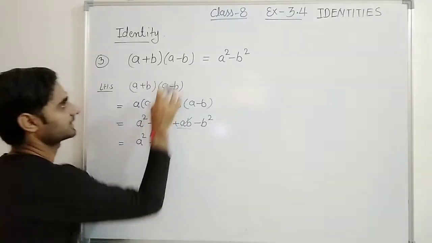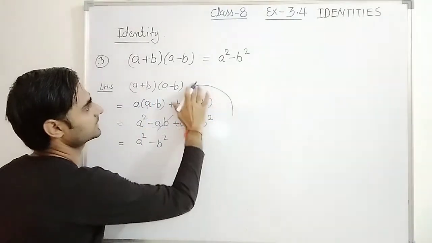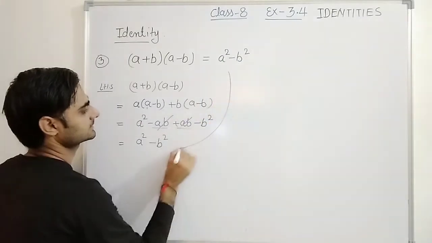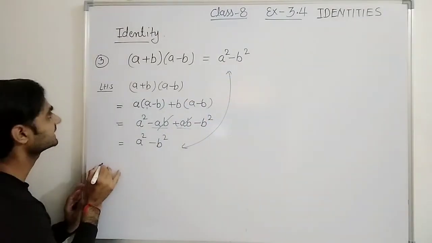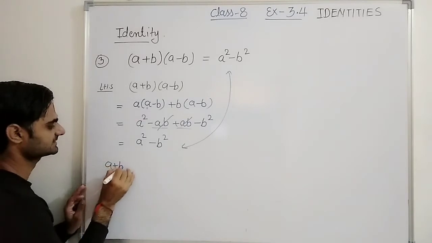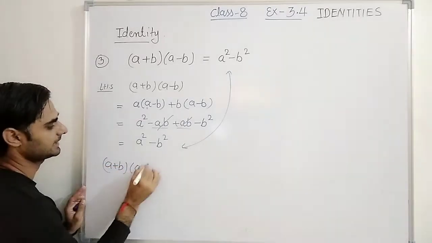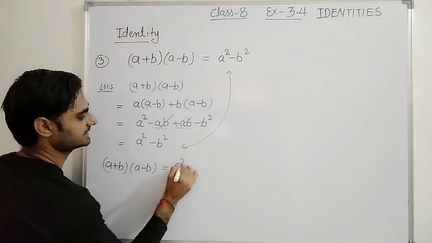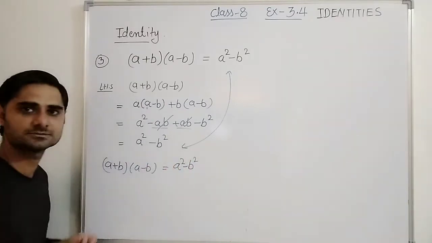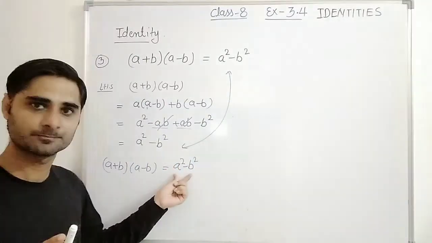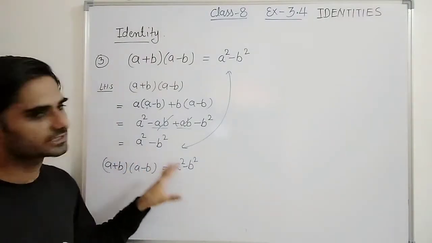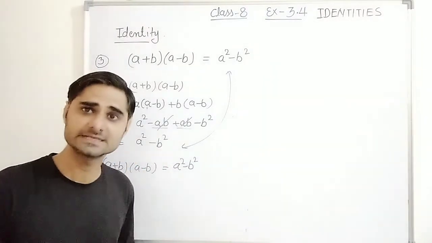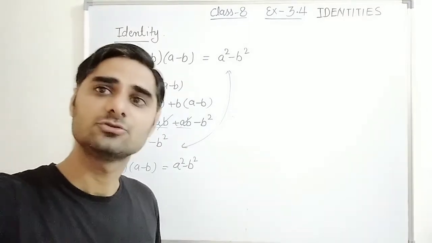So this will be equal to a square minus ab plus ab, they will be cancelled to each other. So what will be left here? Minus b square. Can we say these are equal? These things are equal or not? Yes. So we can say that (a plus b)(a minus b) is equal to a square minus b square. If this is given, we can use directly this equal to this. If this is given, we can use that also. This was our identity number 3.